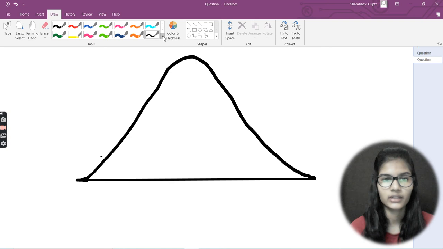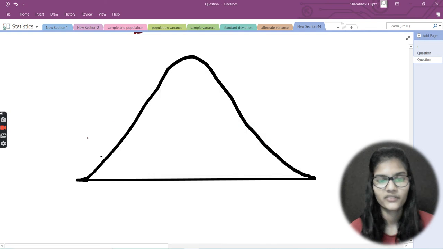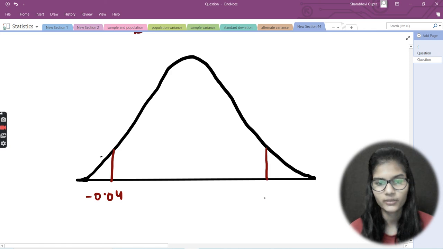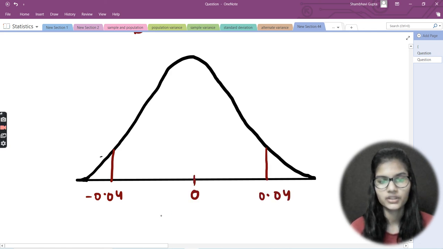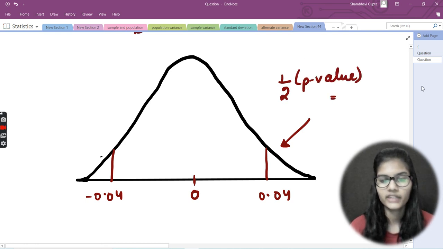Right, now we'll be figuring out some things in this. We'll be putting some things inside this particular graph. So here, this one, fine. This point I would mark as minus 0.04, and this point I'll mark as 0.04, and in between somewhere it is actually 0, right? That is absolutely okay. So what is this particular portion which I had marked out? This is half the p value. The p value we had already figured out above.